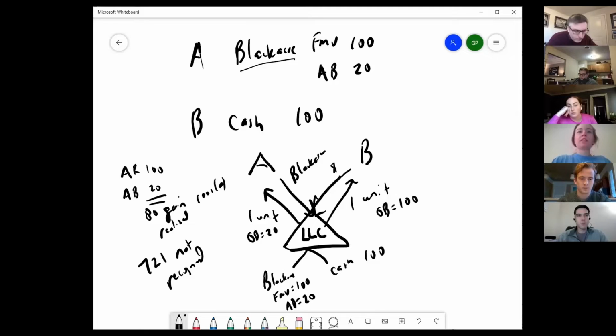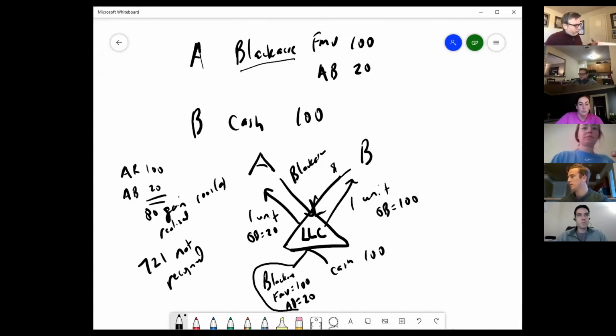And again, if the LLC were to sell Blackacre, the LLC would recognize 80 of gain. If A were to sell his partnership interest, A would recognize 80 of gain. Okay, so that's all a review of what we just covered in a simple example. The question I want to deal with now is, what happens if LLC were to sell Blackacre? What if LLC were to eventually sell Blackacre, let's say for $120 cash?